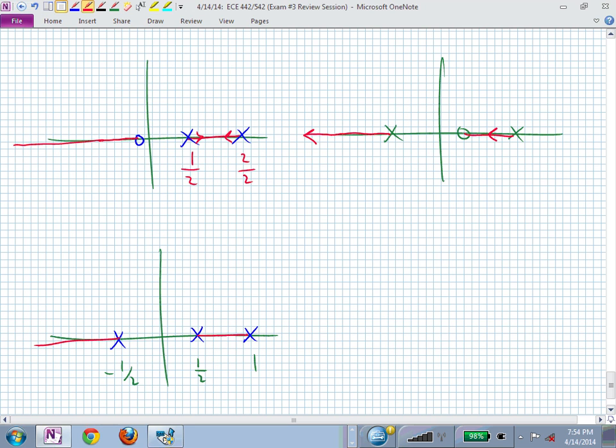Which rule is this? What's your fundamental angle? What's your base angle of your asymptote? What's the smallest asymptote angle? 180 divided by your pole zero excess, 60 degrees. That sets the rest of your locations. So it's 60, 180, and 300. They're separated by 120 degrees.